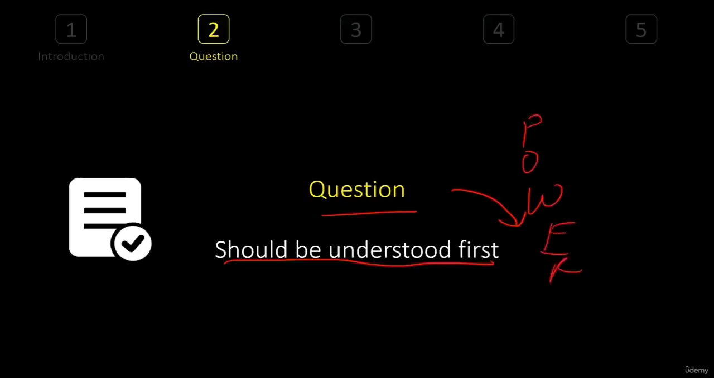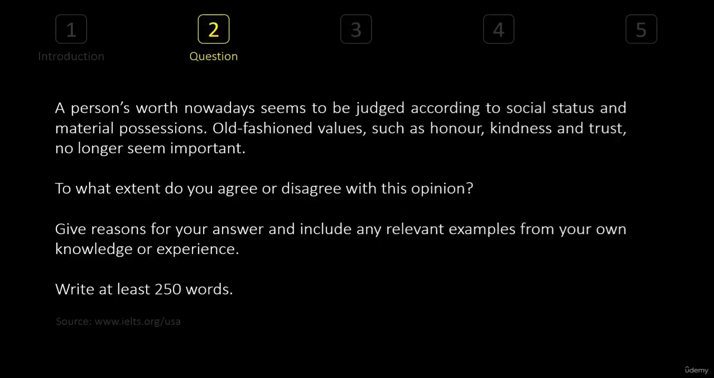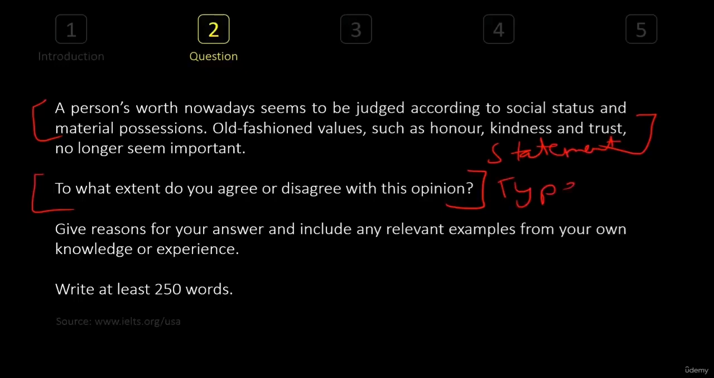Right? Good. Now this is kind of a typical question which you might get in the exam. First of all, there will be a statement or statements, then the question type, based on which will be a type of question, and finally some general instructions. The last part is always general instructions, like write at least 250 words, give reasons for your answer, and include any relevant examples from your own knowledge or experience.